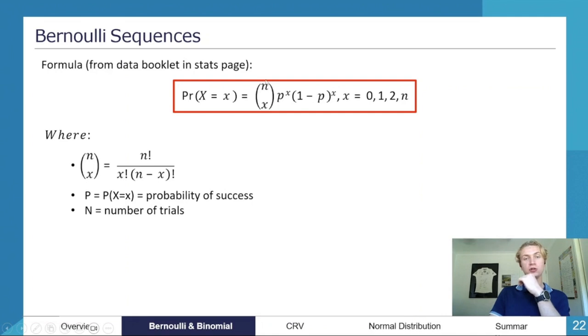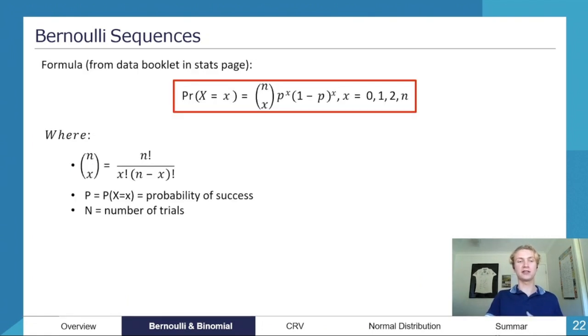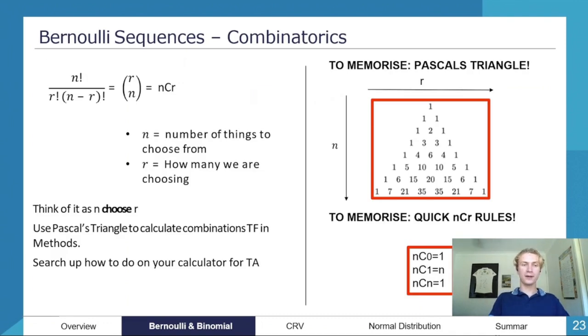And this here is called a combinatorics. I'm going to show you that. Don't worry. This formula just allows us to work out the probability of actually getting that number of sixes. That's for your Bernoulli sequences. So you would identify, is it a Bernoulli sequence? Yes. Define one of the outcomes as success. Then you fill in these values: for example, the number of trials n, x, the number we're interested in, and the probability of x as well.